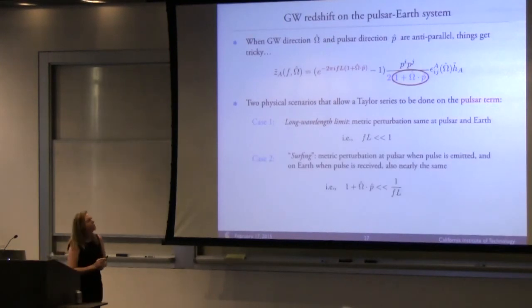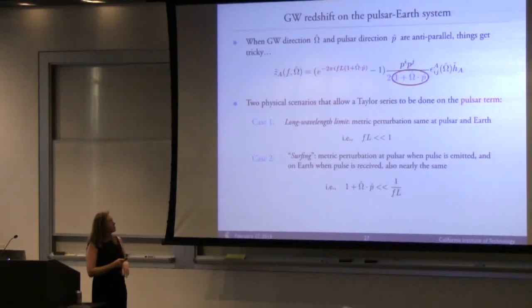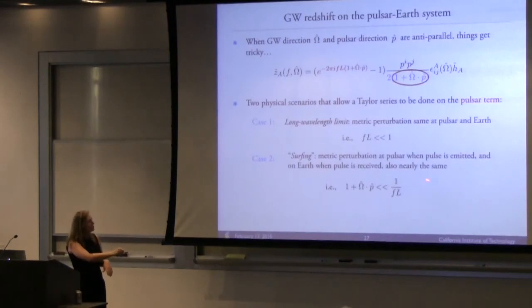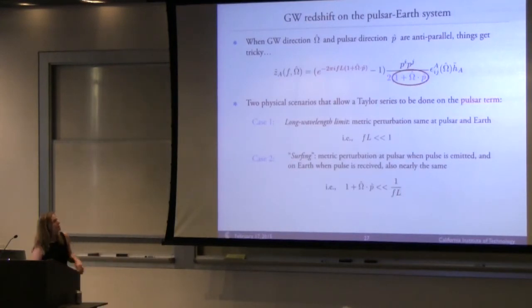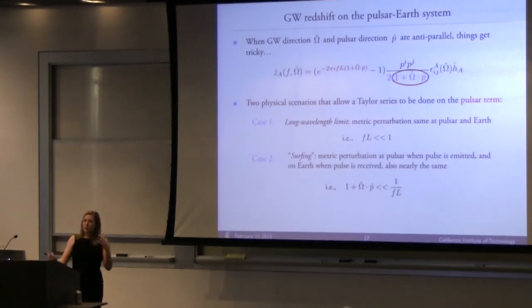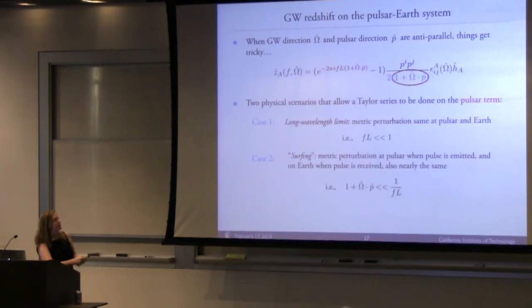The second case where you could do a series expansion on that pulsar term is when this term in parentheses is small, and 1 plus omega dot p is really small compared to 1 over f times l. f is just the frequency of the gravitational wave, and l is the distance to the pulsar. In the literature, this second case is typically referred to as surfing. The idea, again, is that the metric perturbation at the pulsar, when the pulse is emitted, and on the Earth when the pulse is received, are almost the same. But physically, it's a different scenario from the long wavelength limit.